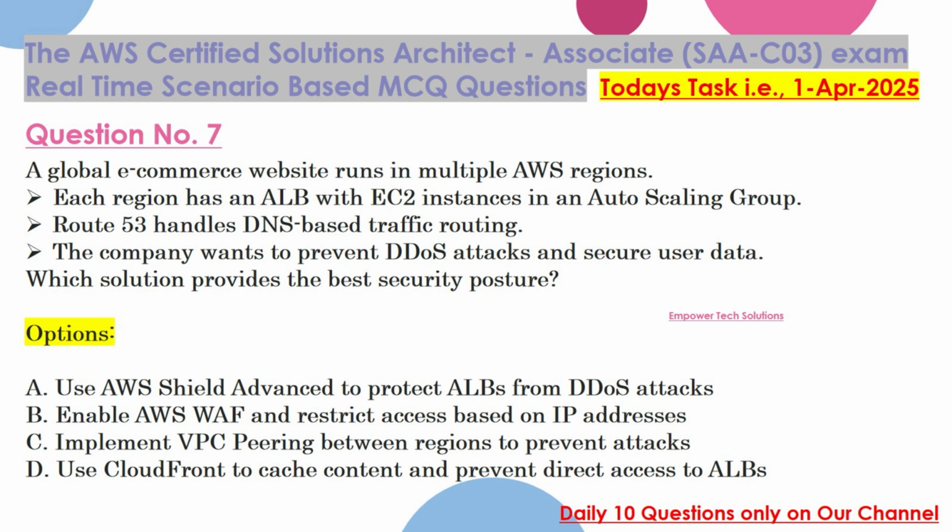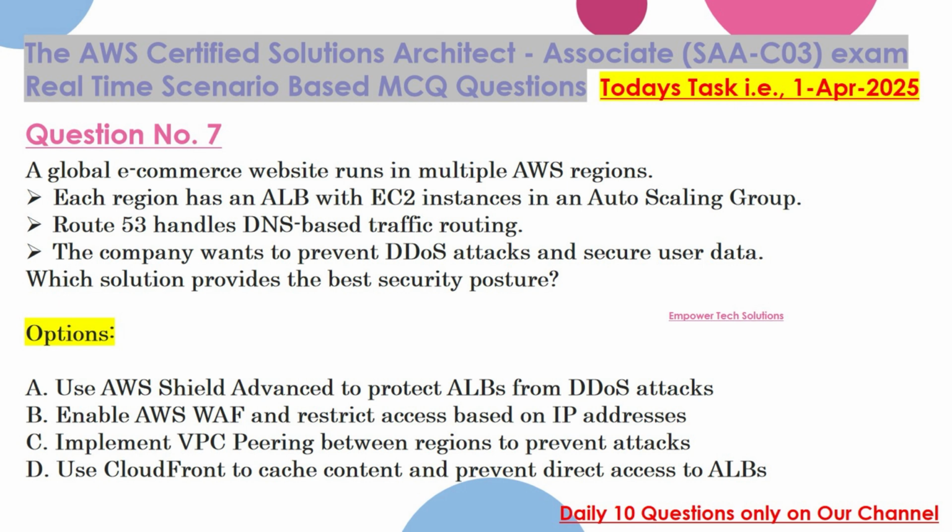Question 7. A global e-commerce website runs in multiple AWS regions. Each region has an ALB with EC2 instances in an auto-scaling group. Route 53 handles DNS-based traffic routing. The company wants to prevent DDoS attacks and secure user data. Which solution provides the best security posture?